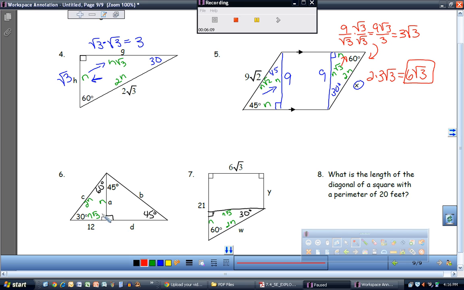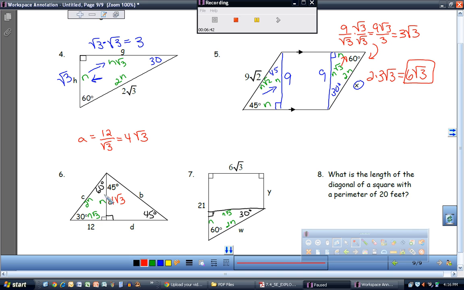On this one, I have a 30, 60, 90 triangle and a 45, 45, 90 triangle, and they share a side. I'm given 12. To find C, I need to go to home base first. So to find A, it equals 12 divided by the square root of 3. And I'm going to shorthand this now. That's 4 square root of 3. Okay? So I know A is 4 square root of 3.